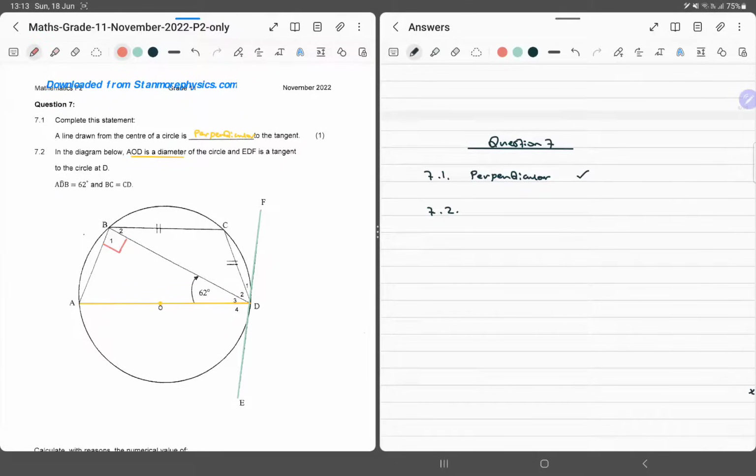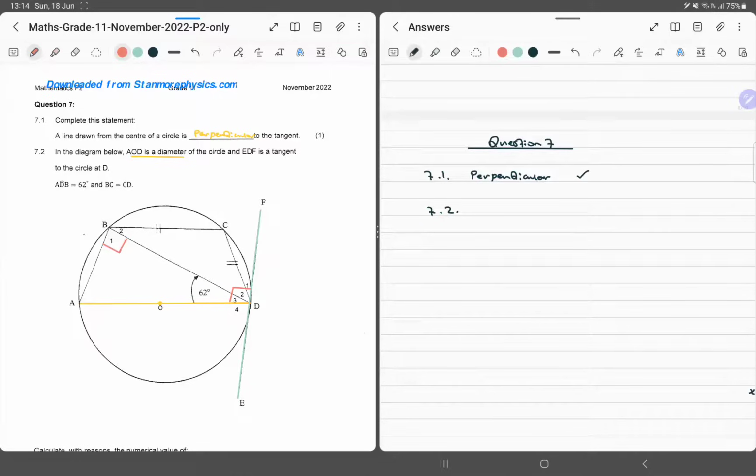Now, what do we get? If this is a tangent and that is a diameter, we know without a shadow of a doubt that that angle is 90 degrees. All right, so let's just mark it here. So that is also 90 degrees. Not a problem.